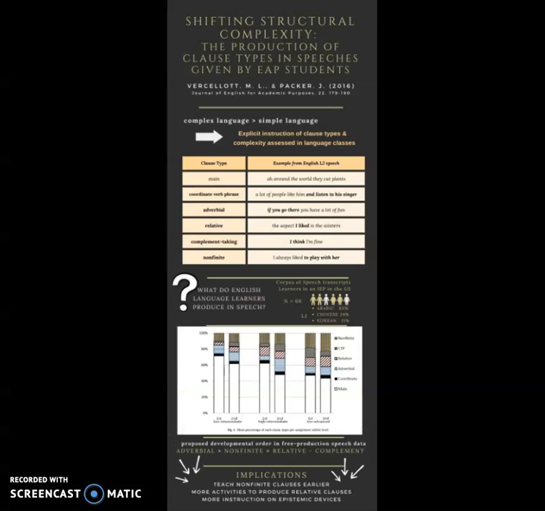Please see the article itself for more information. The article also described the clause types in more depth with additional examples, and the authors discussed the results in relationship to other research about the developmental sequence of clauses for English language learners.